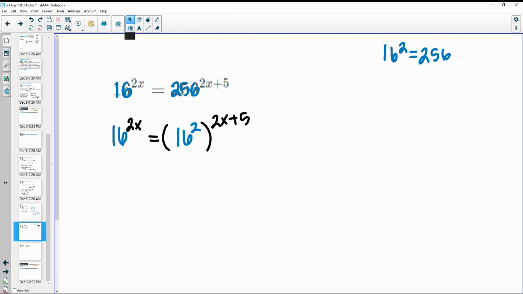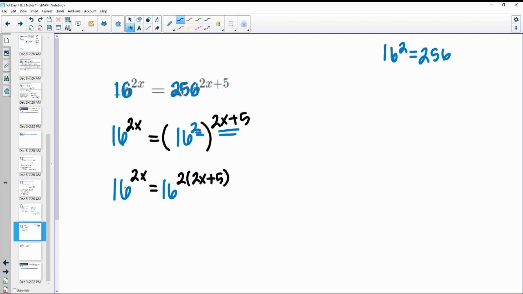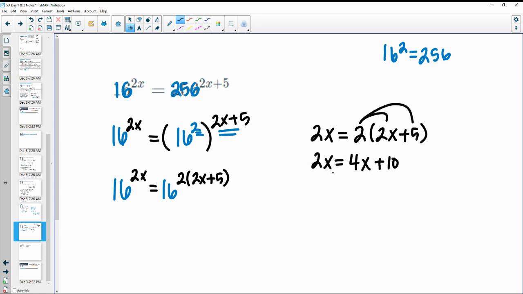So then now we can use the product rule. So this side is still 16 to the 2x, and then this side is going to be 16, but now we're going to multiply these together. So then 2 times 2x plus 5 for the exponent here. So now that they're the same base, we know that the exponents will equal. So we know that 2x equals 2 times 2x plus 5. So 2x is equal to 4x plus 10 when we distribute this 2 in.